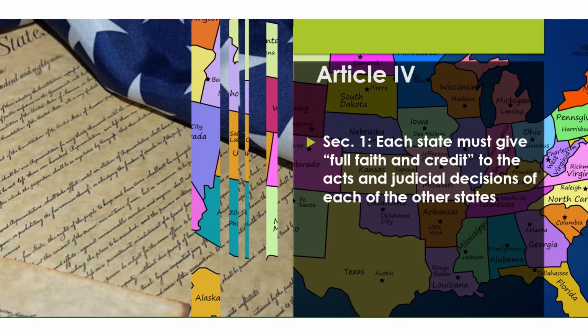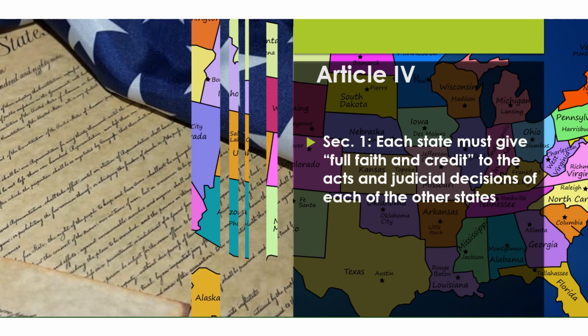But Article 4 is a miscellaneous provision. Article 4 really is about the relationship between the states. And so let me put this out here. Article 4, Section 1, it says in summary that each state must give full faith and credit to the acts and judiciary decisions of each of the other states. Now, when you look at this, what you need to think about for the most part is court cases. That's predominantly what we're looking at here.